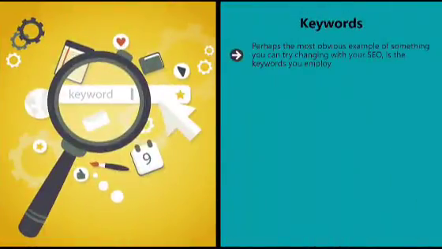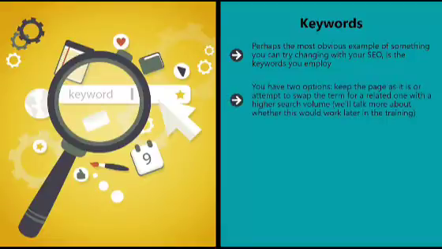Perhaps the most obvious example of something you can try changing with your SEO is the keywords you employ. Let's say that you have a few pages that are ranking high for a particular search term, but the problem is that said search term doesn't get a lot of search volume. You have two options. Keep the page as it is or attempt to swap the term for a related one with a higher search volume. We'll talk more about whether this would work later in the training.